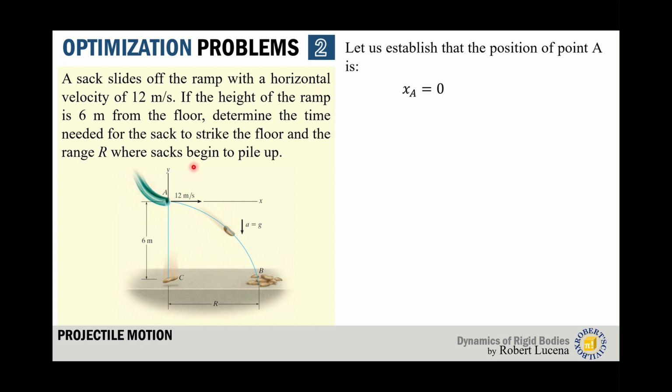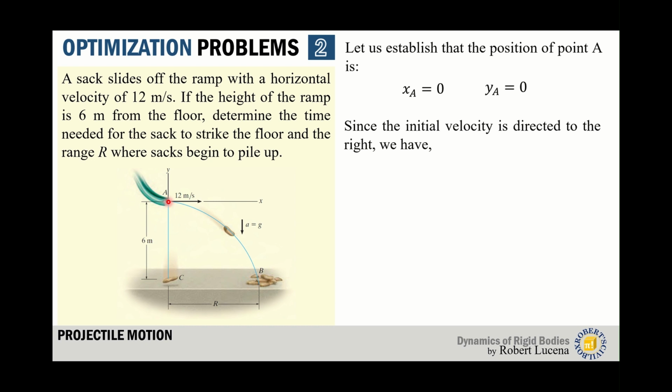Now, the x position at point A is 0. The y position at point A is also 0. So obviously, the position at point B is at positive x and negative y. Again, positions are relative. So if we establish an origin at point A, then everything will be measured from point A, and it follows the sign convention on a Cartesian plane. And we are asked to determine the time.